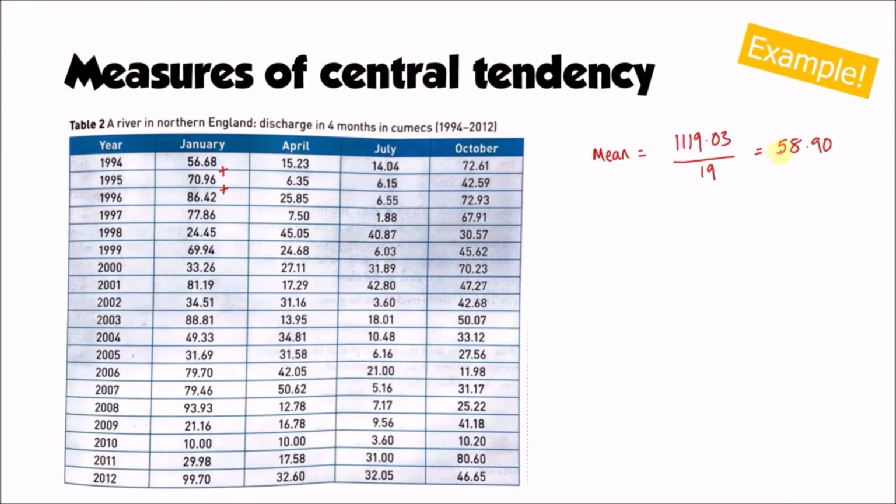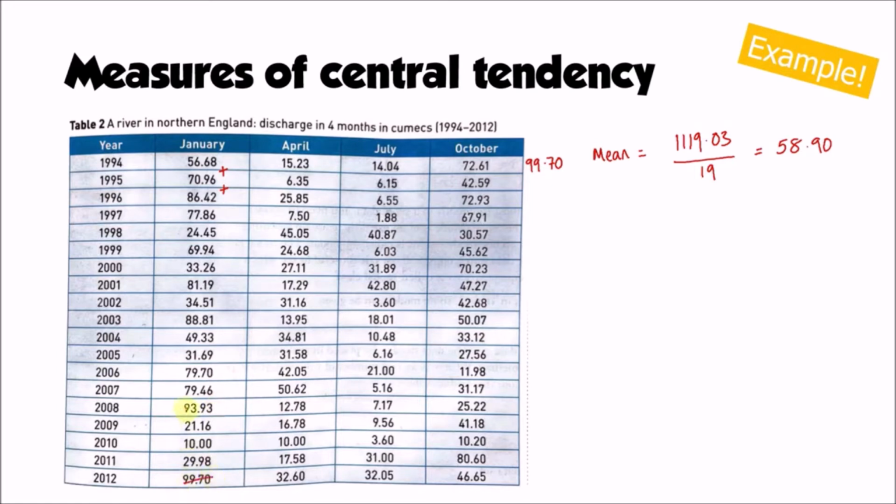The median is a little bit more complicated to calculate. For this, we would need to get the data in numerical order, ordered from highest to lowest. So what I'm going to do now is work my way through the data from this column, and write it down here in numerical order from highest to lowest. My highest value in this column is 99.70, the value for 2012. So I could put that here. I could then carry on down and look for my next highest value, which is 93.93 here.